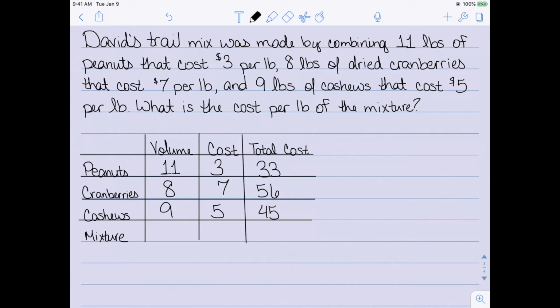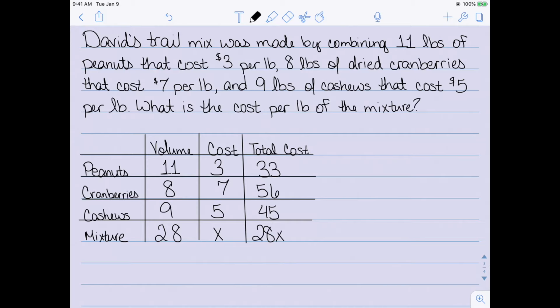So what about the mixture? The problem doesn't give us a direct volume for the mixture, but we can find that because all we're doing is adding the peanuts, the cranberries, and the cashews together. So we have a total of 28 pounds. The cost per pound is what we're looking for, so that will be X. And then we can get the total cost by multiplying 28 times X.